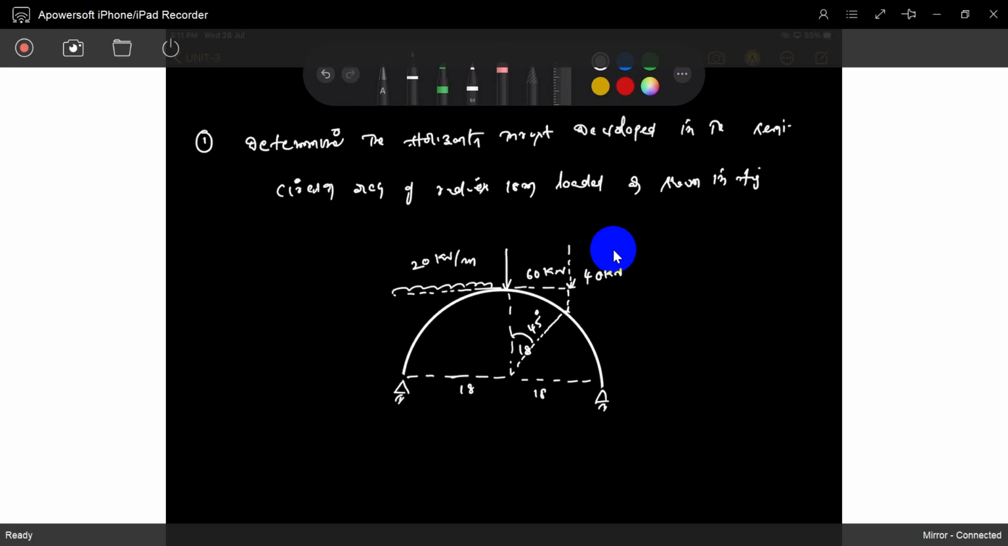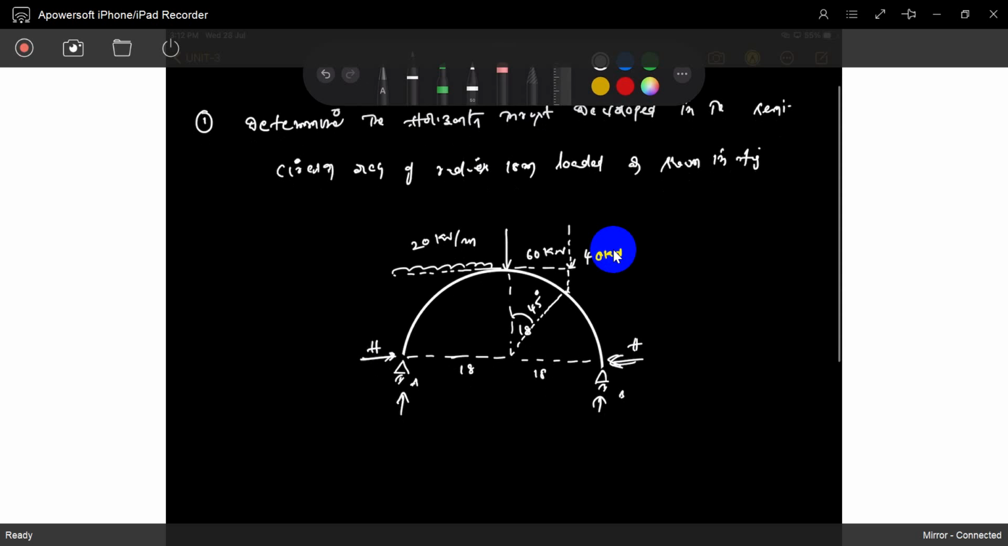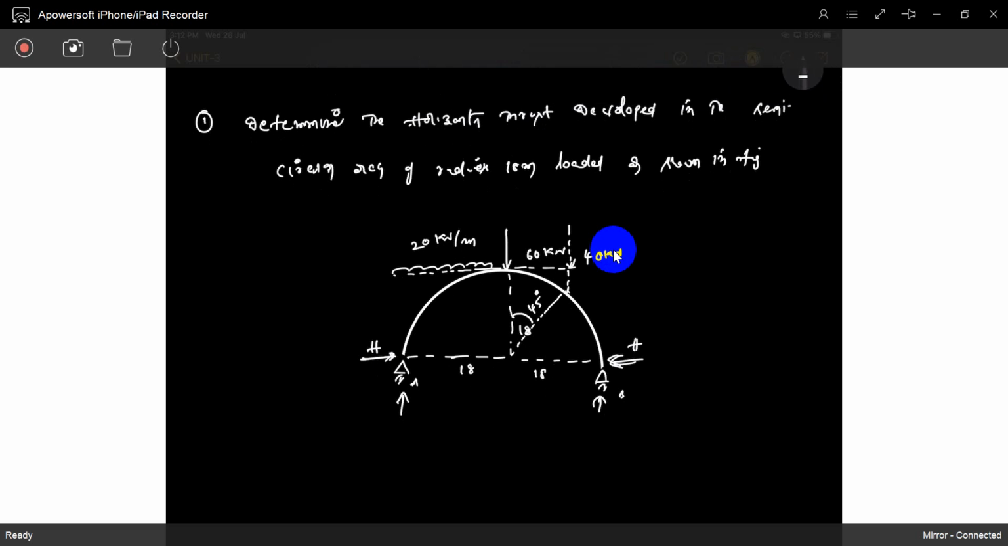So you want to find out vertical reactions and also the horizontal thrust. Vertical reactions is easy because those two horizontal forces are in the same direction. Just take the moment with respect to A or with respect to B. You can easily find out VA and VB. That's not a problem. But what is the H? H is the problem.